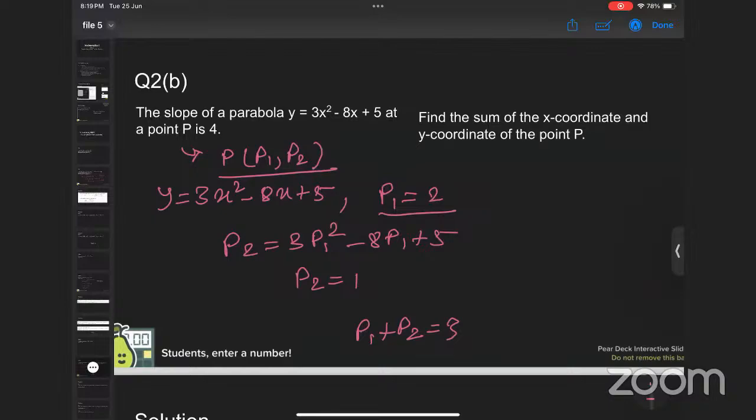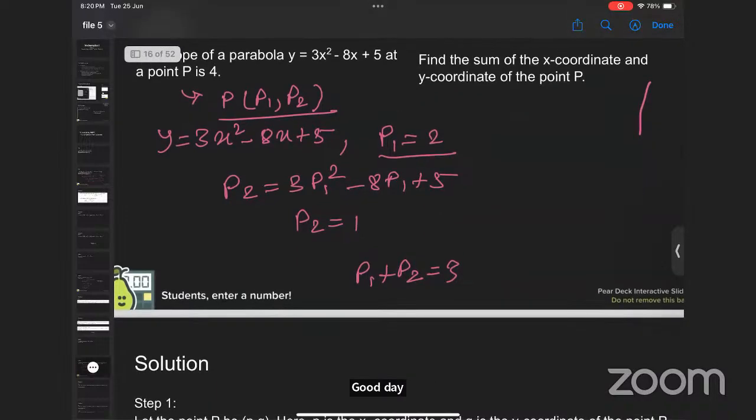Ma'am, we can find 2ax plus b equal to 4 like this: 6x minus 8 equal to 4, then 6x equal to 12, so x equals 2. We know the slope is 2ax plus b. Then 2ax plus b equals 4. If I put the a value in there, then 6x minus 8 equals 4. Then x equals 2. Then I can put the x value in the formula and get the y. That is 2 and 1. You're right.